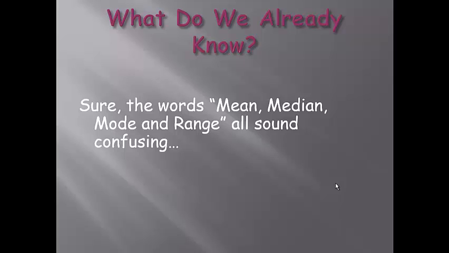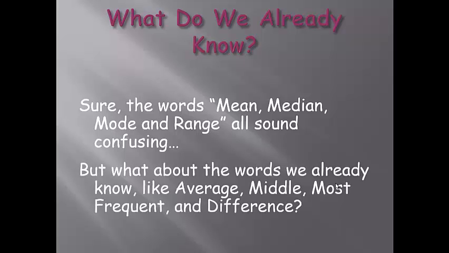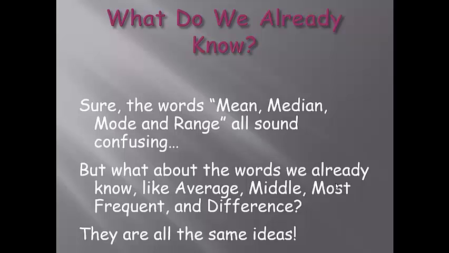What do we already know? Sure, the words mean, median, mode, and range all sound confusing. But what about the words we already know, like average, middle, most frequent, and difference? They are all the same ideas. Basic operations.